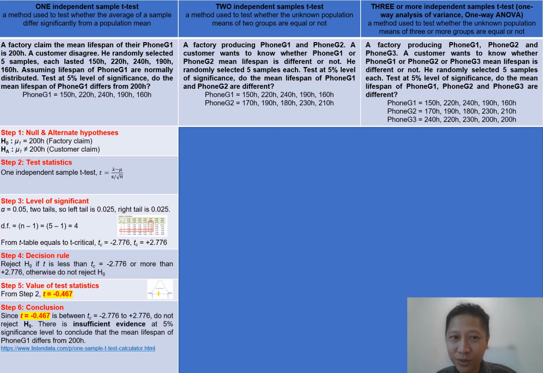What formula can we use? We want to use the one independent sample t-test formula. Then we can check whether it is the same as the 200 hours lifespan or it is different. After the calculation, we found that t equals negative 0.467. It falls under the do not reject area. At the end, we come out with the conclusion: do not reject the null hypothesis.